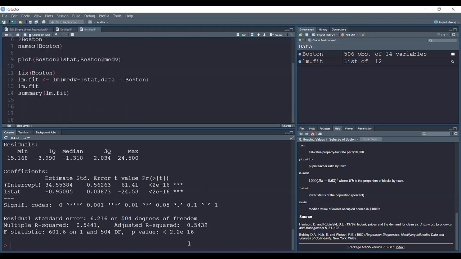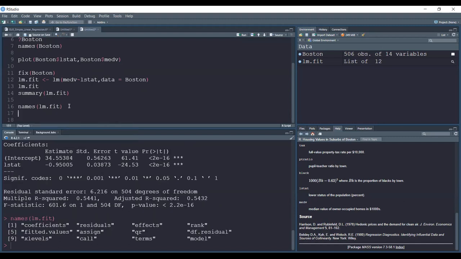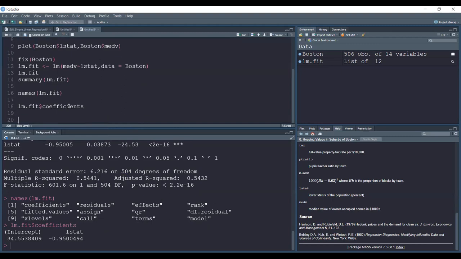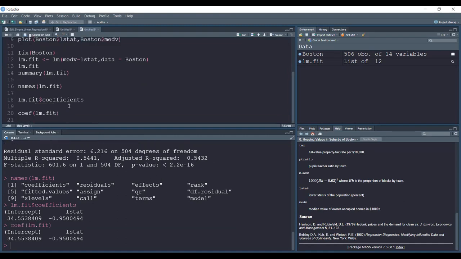Let's have a look. Summary isn't displaying everything stored in the lmfit. lmfit is just our linear regression. If you do names, you get a better idea. So there are coefficients, residuals, effects, rank, all the way up to model, whatever that is. You could get the coefficients by using the dollar symbol, like this, these two. Although the book is saying it is better to use this. I'm not entirely sure why it's better. Maybe we'll explain why.